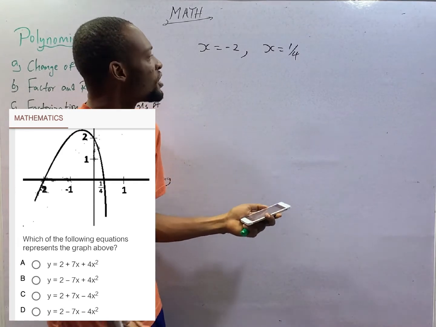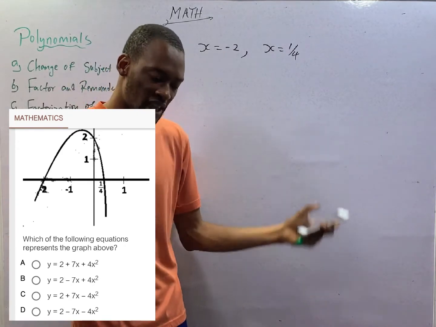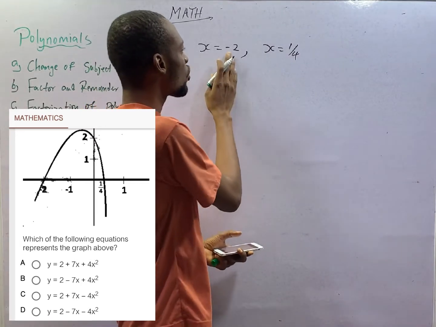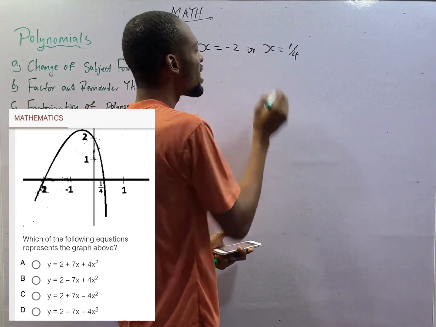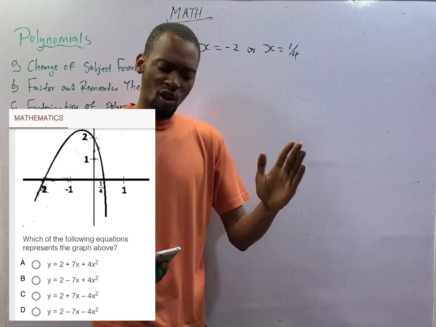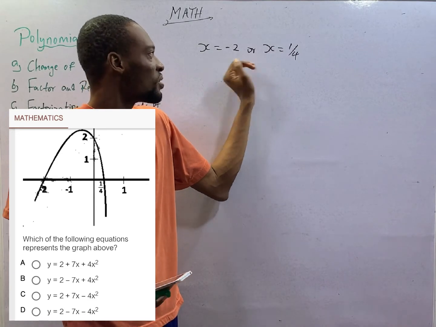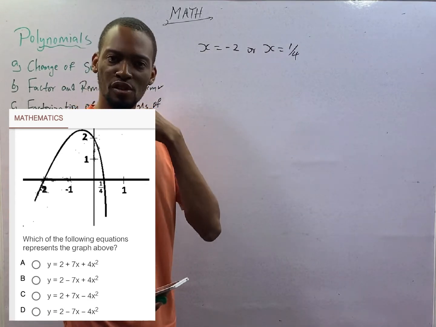So this is a quadratic polynomial because we have two values of s, s equals minus 2 or s equals 1 over 4. And where the line cuts s are the roots of the polynomial. So what does that tell you? This and this are the roots of the polynomial.